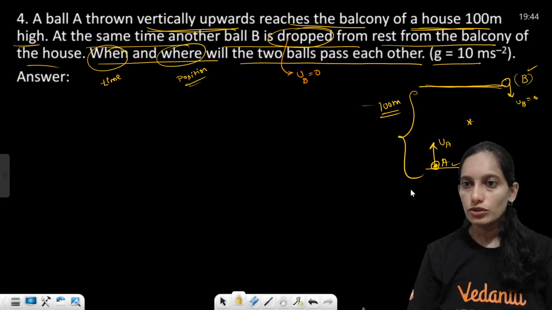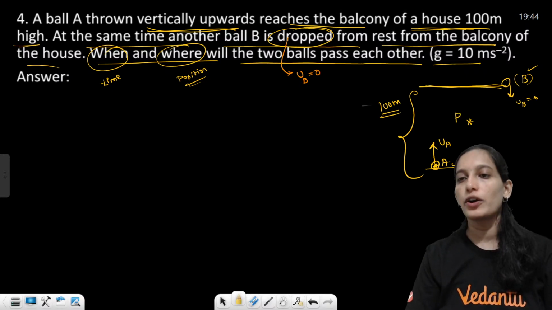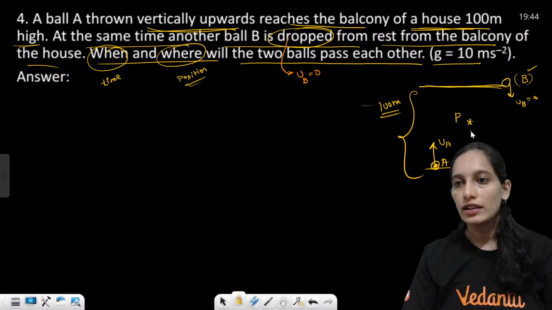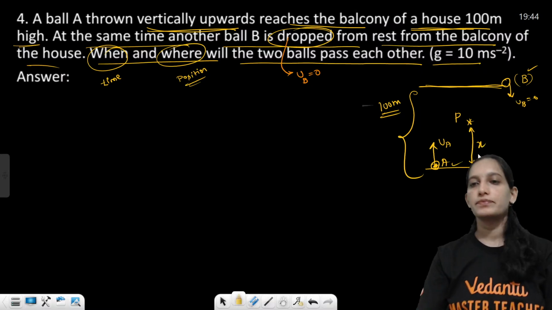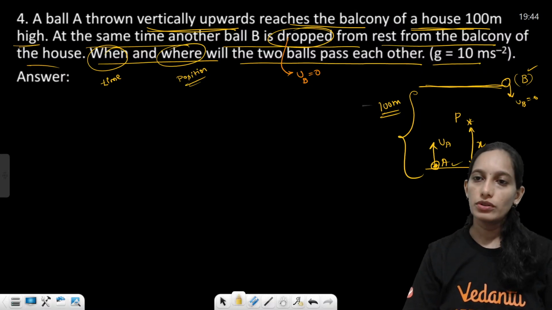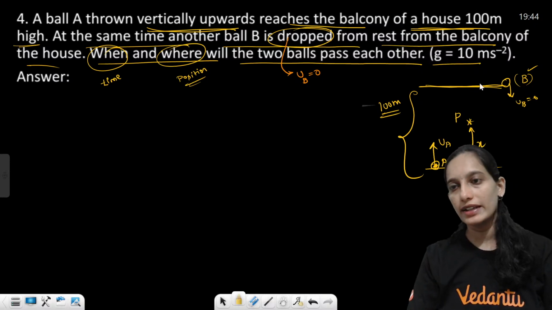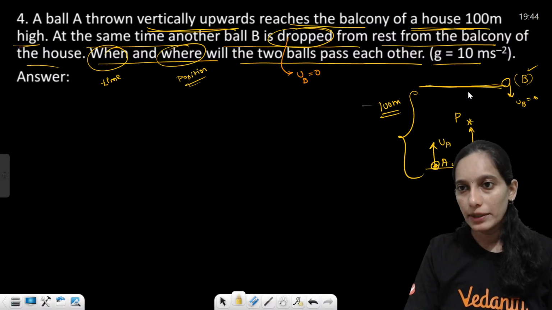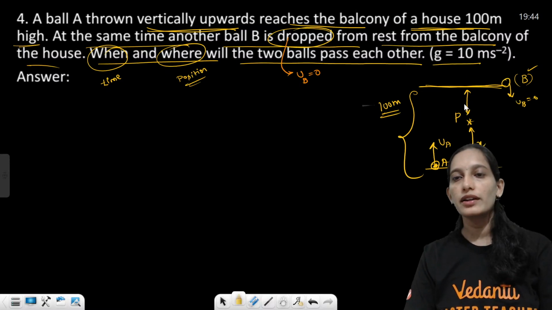Let me say at this point P, where the two balls are meeting, this corresponds to some displacement x. So from the ground, point P is at a distance of x. And from the top point, the balcony, at what distance will the point P be then?